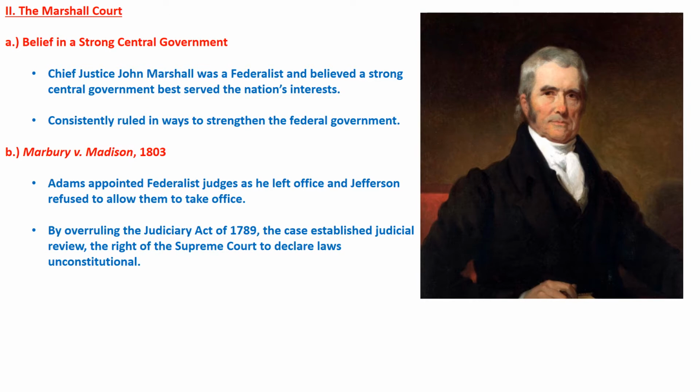The case goes to court, and the court overrules part of the Judiciary Act of 1789 that would have appointed these judges. But the important takeaway is that by overruling this law, the case established the principle of judicial review, or the right of the courts, especially the Supreme Court, to declare laws unconstitutional. In doing so, it made the federal government more powerful by expanding the power of the federal courts.